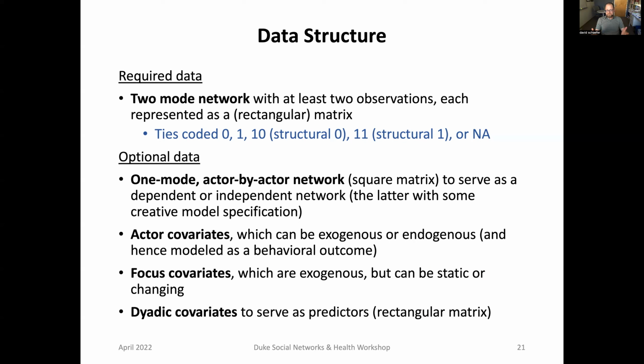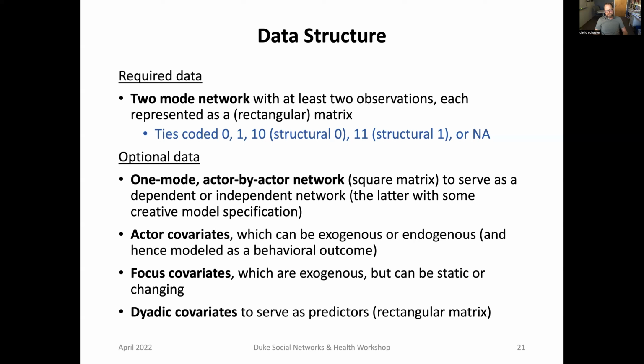Now you could bring in lots of other kinds of data. You could bring in a one-mode actor by actor network to serve as some kind of dependent network if you want to model coevolution of two-mode and one-mode networks. You can bring in actor covariates. We'll talk about exogenous covariates, but you could also have endogenously changing behaviors as actor covariates.